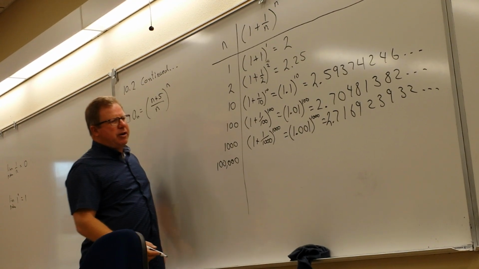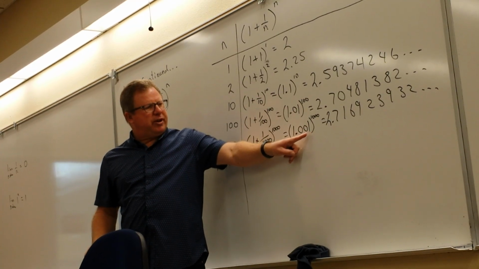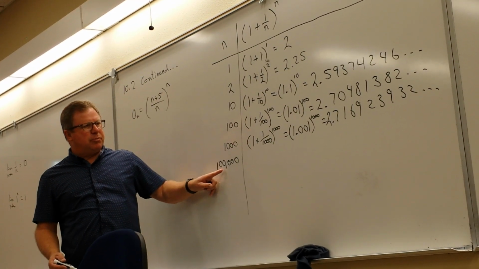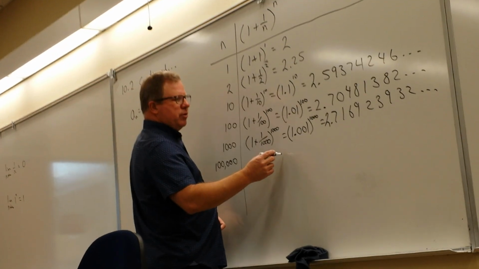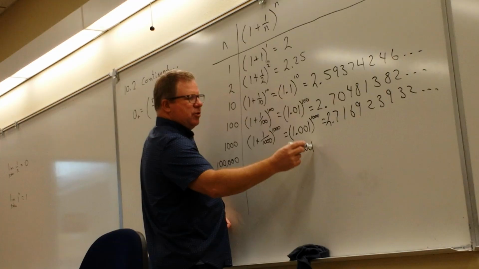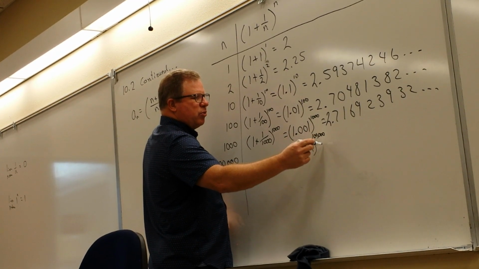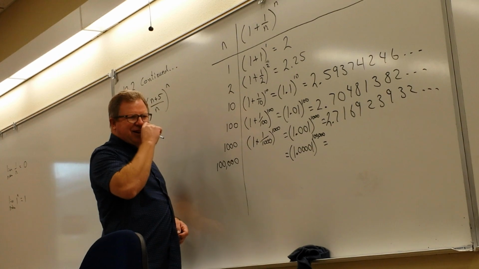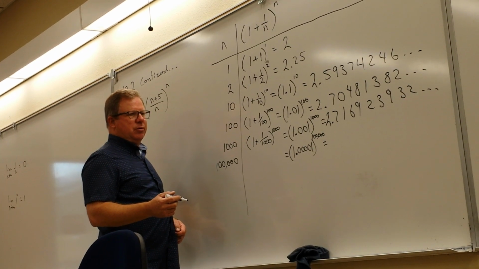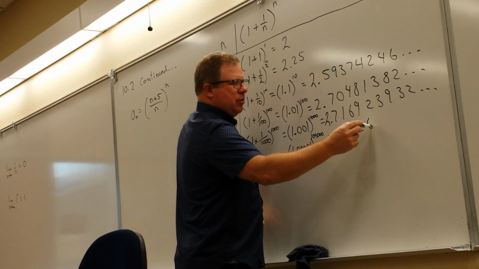Let's put in 100,000. Now let's look at the pattern here. When it was 1,000, 1 was in the third decimal place. There's 2 zeros and 1. So with 100,000, there's going to be 4 zeros and a 1. 1.00001 to the 100,000, so 5 zeros up there in the exponent. What do we get out of that? 2.718268.